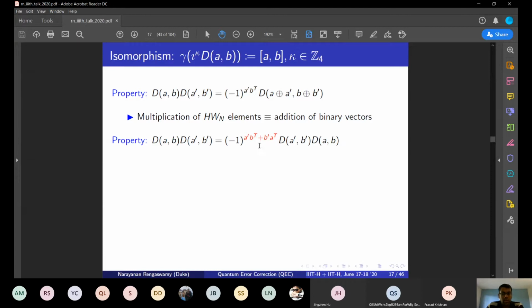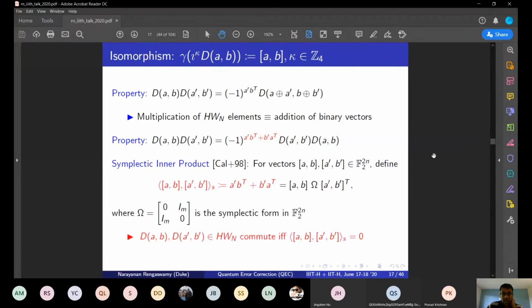The reason for that is quite simple. It's simply because this phase is coming from the fact that, for example, xz equals minus zx. So because x and z anti-commute, you only have to see for which qubits you have both x and z. So here, this is the x component, whereas here, this is the z component. So that's why you interact A and B prime. And this is the z component here and the x component there. That's why you're interacting those two. So that's the reason for this inner product. And we call this the symplectic inner product as defined in this paper.